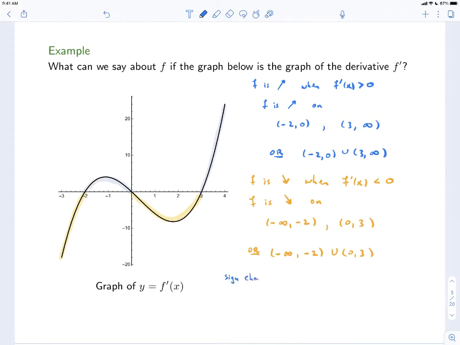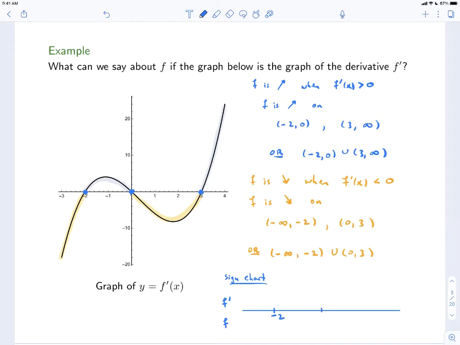So, sign chart. You just draw a number line, like so, and you're going to determine whether f prime is positive or negative, and that's going to tell you something about f. So what do you do on the sign chart? You mark all the spots where the derivative is actually equal to 0. The derivative is equal to 0 wherever it crosses the x-axis. So it's equal to 0 at -2, 0, and 3. So you just mark those on your sign chart.